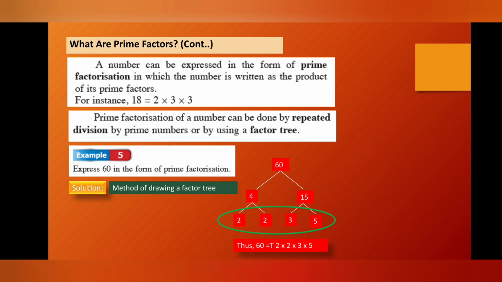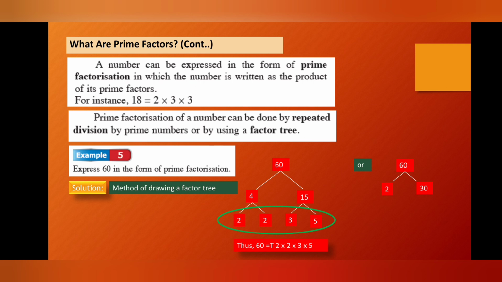And you write all the prime numbers such that 2 multiplied by 2 multiplied by 3 multiplied by 5. Or you can use another way, like this: 60 equals 2 multiplied by 30, which is also 60, and 2 is already the smallest prime number, so you should do nothing to 2 anymore.